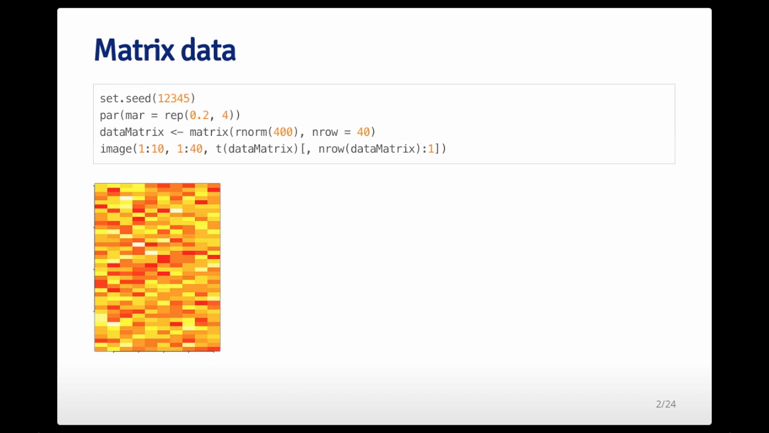Suppose we have some matrix data here, and I've just generated some random normal data using this code right here, and you can see that the matrix that I've plotted here using the image function is not particularly interesting. It looks pretty noisy, and there's no real pattern, as we would expect there to not be.